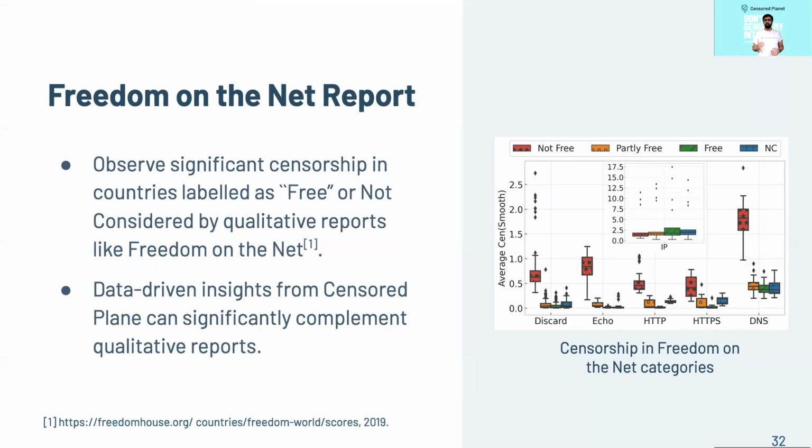Moreover, the Freedom on the Net 2019 report covered only 65 countries, and we observed increasing censorship trends in countries not considered by Freedom House. Our findings show that quantitative results from Censored Planet can significantly complement qualitative reports like Freedom on the Net.